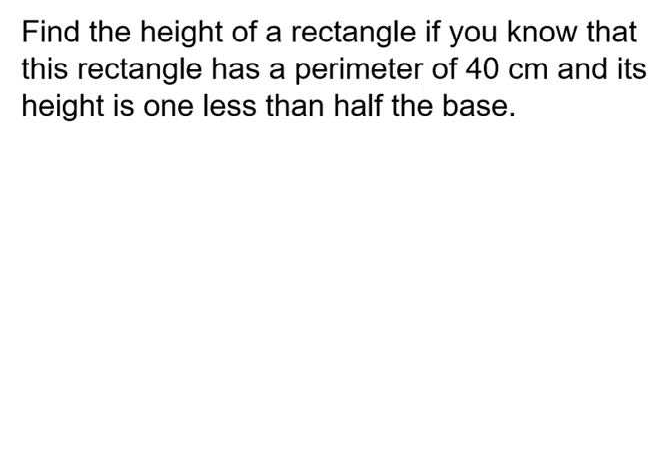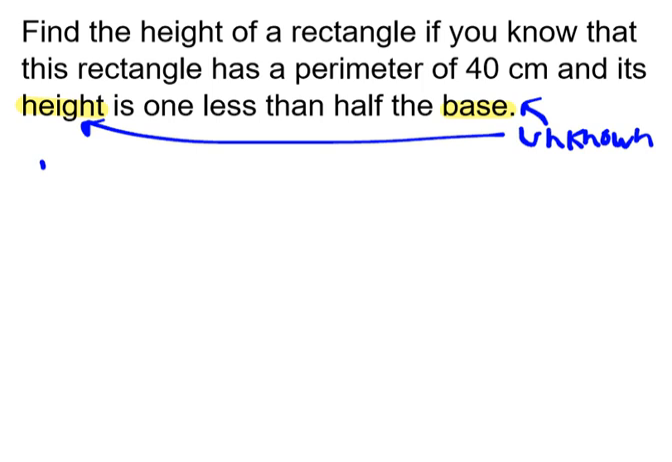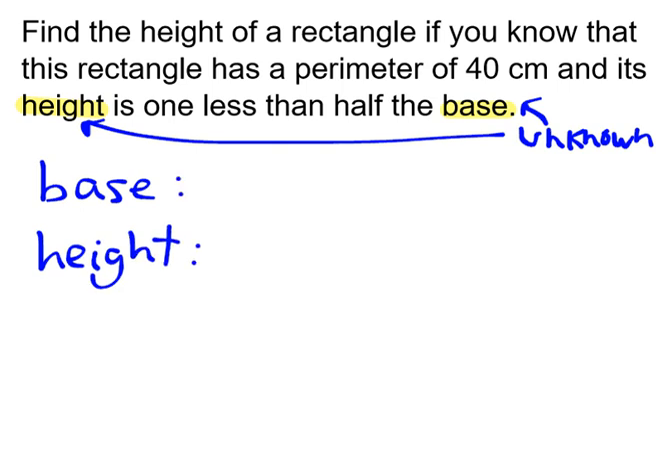So first, when we look at a problem like this, we need to identify our variables. So what are the things that are unknown in this problem? The things that we don't know: the height of the rectangle and the base of the rectangle. We can call these the unknowns, right? These two. So let's define them more precisely. We have the base and the height, and we know that the height is 1 less than half the base.